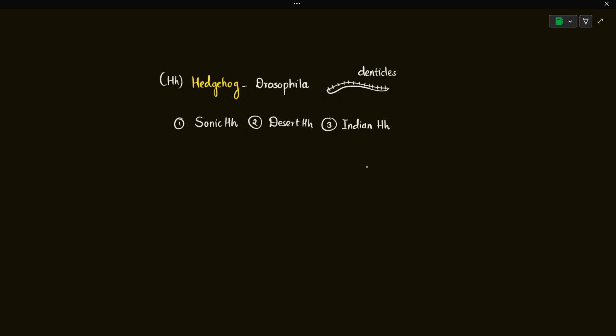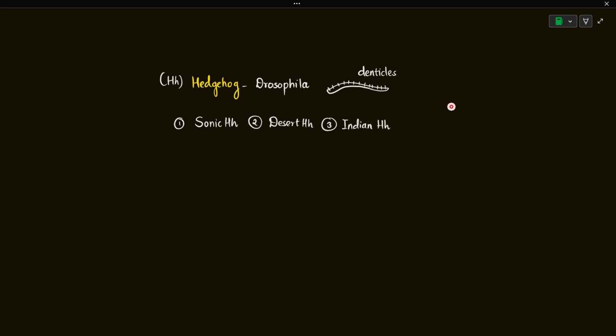If you don't know about the Wnt signaling pathway, please go and watch it, because this hedgehog signaling pathway resembles the Wnt signaling pathway a lot. The manners in which both of those pathways resemble each other are, first, both of those pathways result in cell proliferation.